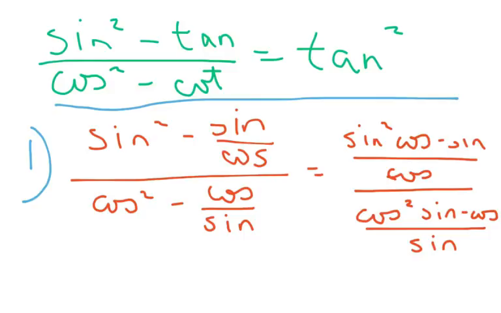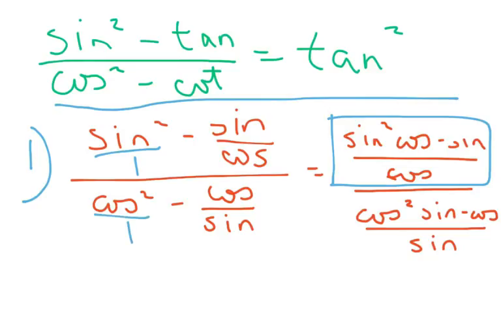So my common denominator here is cosine. So I just kind of cross-multiplied here. I got sine squared cosine minus sine over cosine for this part. And I did it again for the denominator. So we basically have a complex rational here. So we're going to treat these separately.